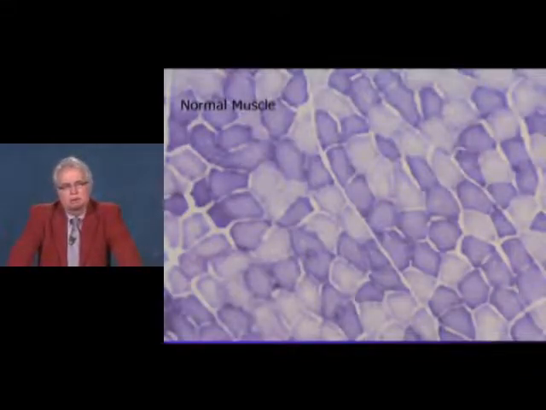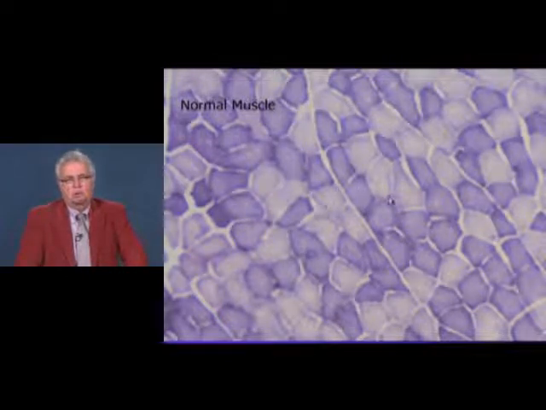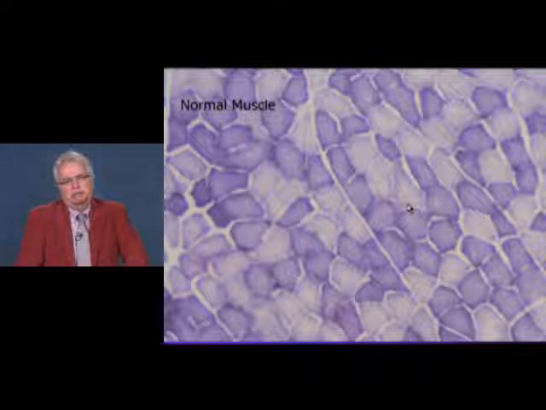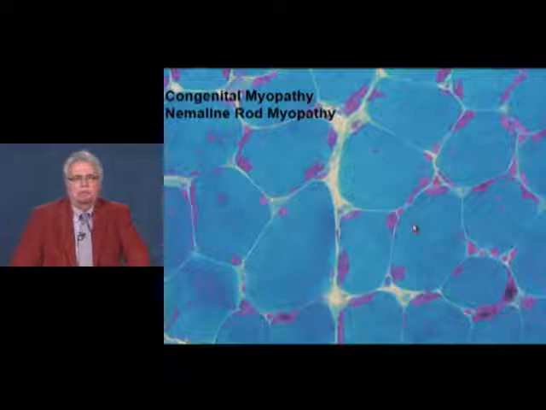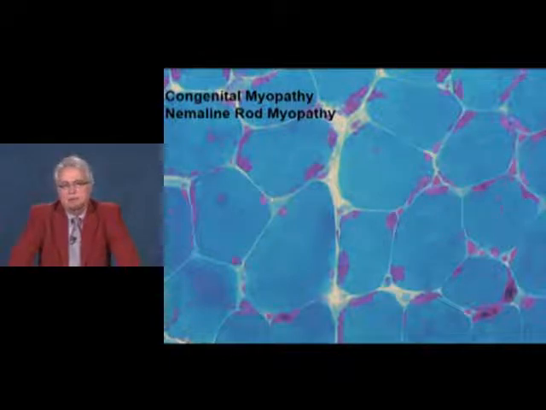Here's a normal muscle biopsy. You can see that the muscle fibers have more or less the same size. You don't have significant variability. You don't see any fibers degenerating, and you don't see any excessive amounts of connective tissue in between the muscle fibers. Here's a biopsy from a child who has a congenital myopathy known as nemaline rod myopathy.